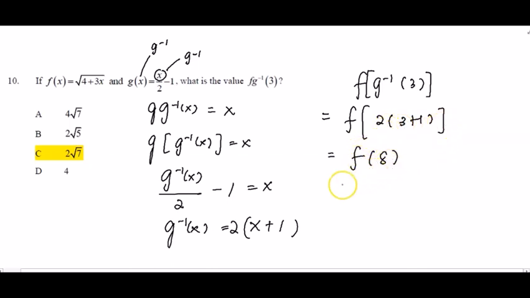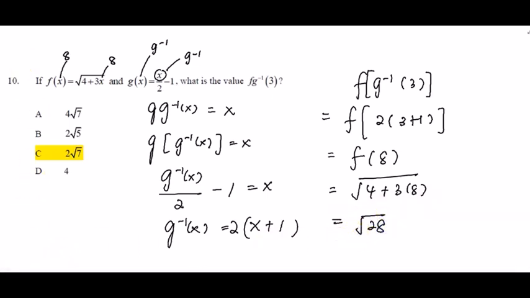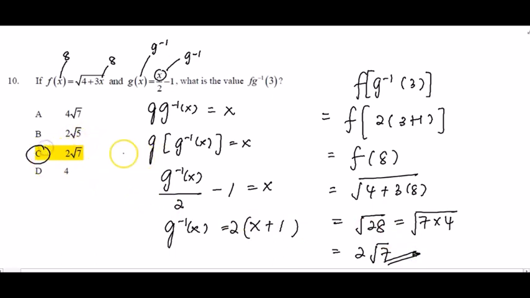Alright, f of 8. f of 8 means that you're going to replace x with 8, and this one also will be replaced by 8. So here you get the square root of 4 plus 3 multiplied by 8. You get 28, and you simplify it. Since 28 consists of 7 multiplied by 4, the square root of 4 will be 2, and the square root of 7 will remain as the square root of 7. So our answer is 2 square root of 7, the C.